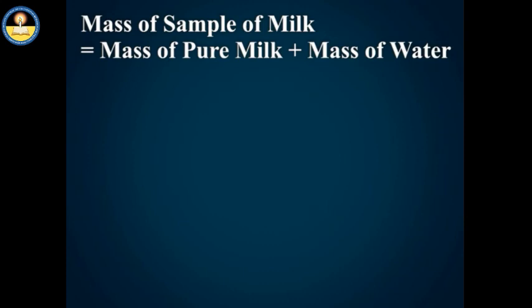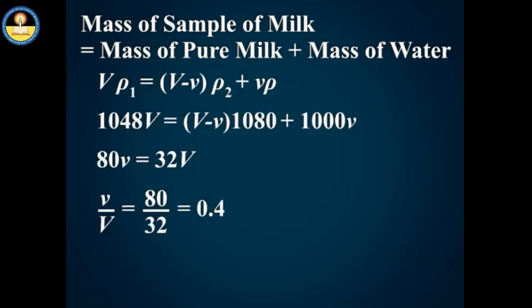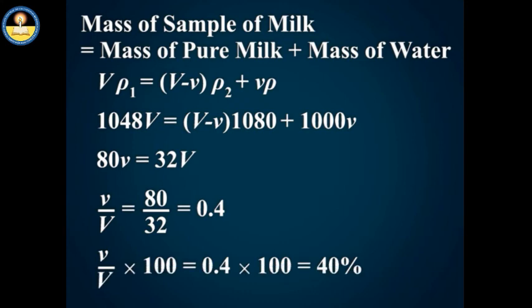Since the mass of the sample of milk is equal to the mass of pure milk plus the mass of water, this gives the ratio of the volume of water in milk and the volume of the given sample of milk as 0.4. Therefore, 40% of water is mixed in pure milk.